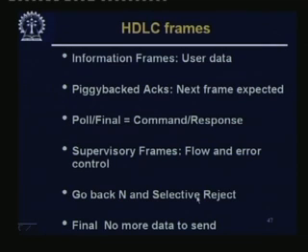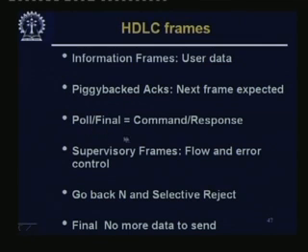Now, let us look at the different types of HDLC frames. We will look at some of these different types. One type of frame is called an information frame, which contains user data, then piggybacked ACKs, that means the next frame expected. When you are piggybacking, you remember that on actual data some acknowledgement is also going, and this acknowledgement is telling you which is the next frame to expect.